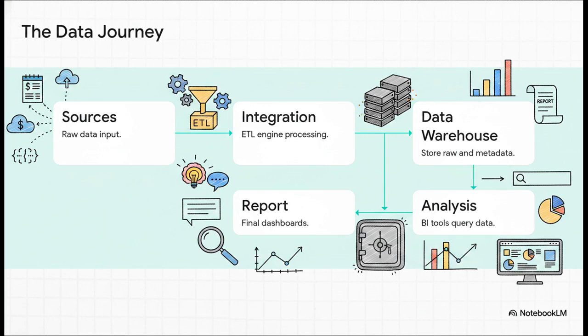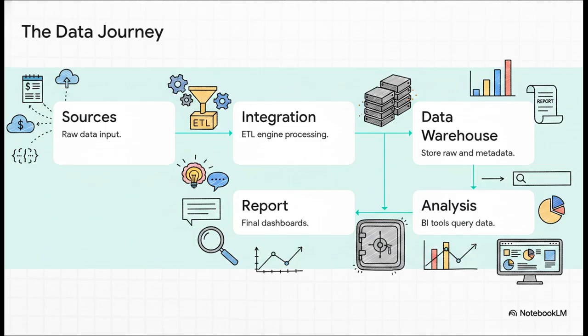First up, it all starts on the raw input side with your sources. We're talking your Excel files, your CRMs, various APIs. From there, that raw data gets pushed right into an integration phase. This is where an ETL engine steps in to extract, transform, and load the data, basically cleaning it up, before securely locking it away into a data warehouse, where it stores all that raw, summary, and metadata.